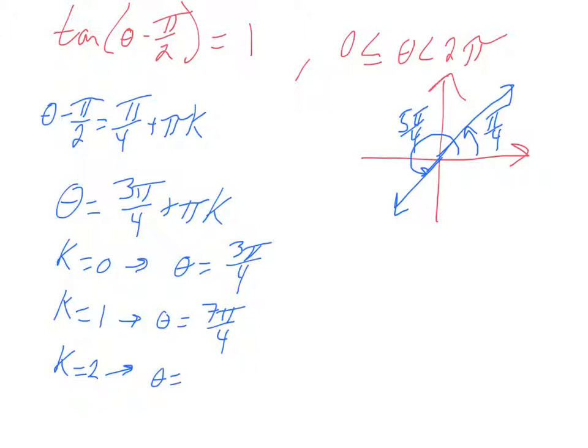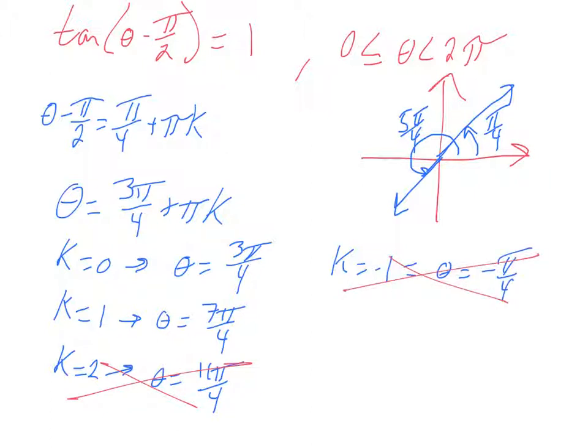If k equals 2, theta would be 7 pi over 4 plus pi, which is 11 pi over 4. That is bigger than 2 pi, so we can toss that one. Just like if we made k -1, we'd get theta equal to negative pi over 4, which would also be outside the range, so we toss that. And so the only two solutions within the range of 0 to 2 pi are 3 pi over 4 and 7 pi over 4.